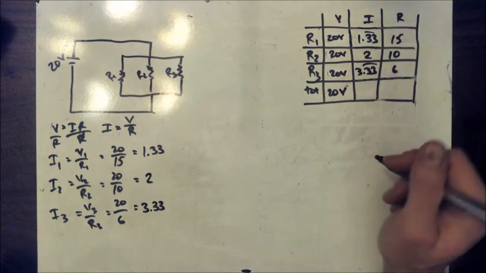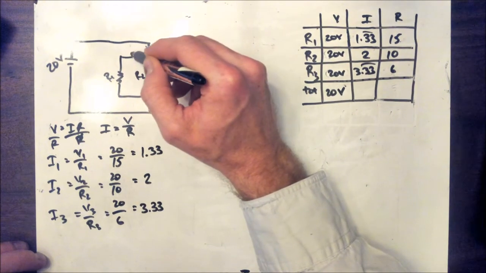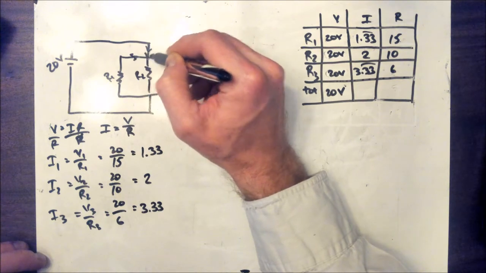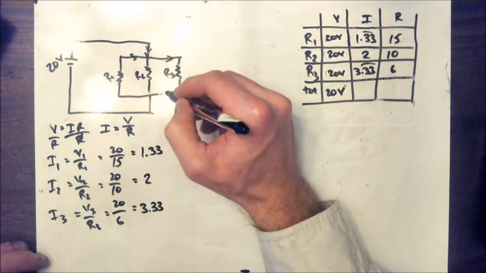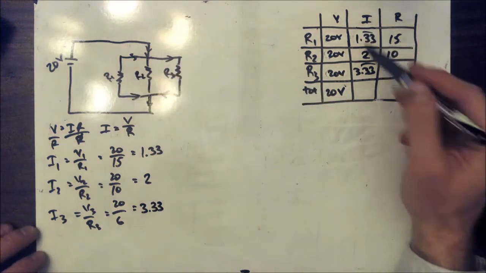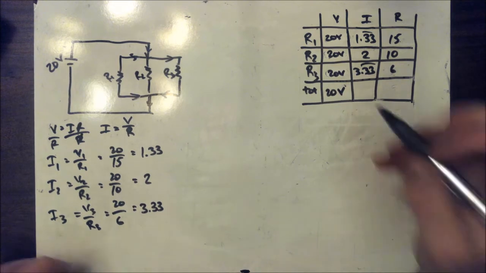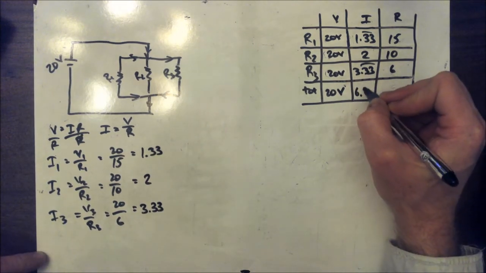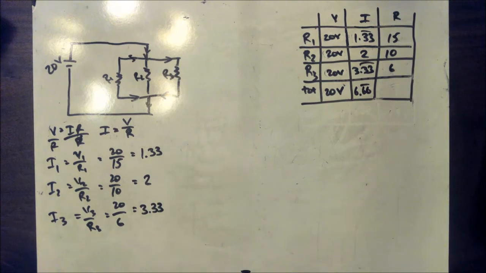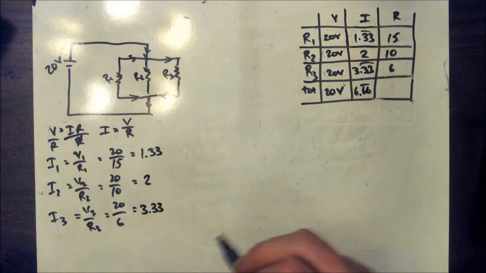Okay? Now if we add all these together, because remember all of our electricity goes in and it gets split here, here, and here, and then all of them recombine here, here, and here, so we can add all these up. So 1.33 plus 2 plus 3.33 gives us 6.66 amps of electricity.